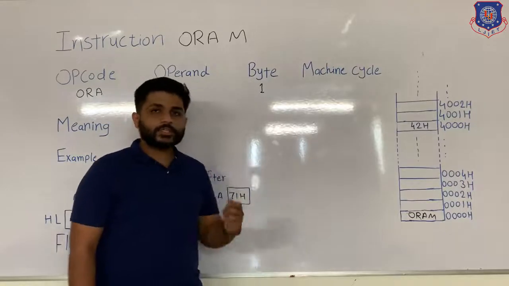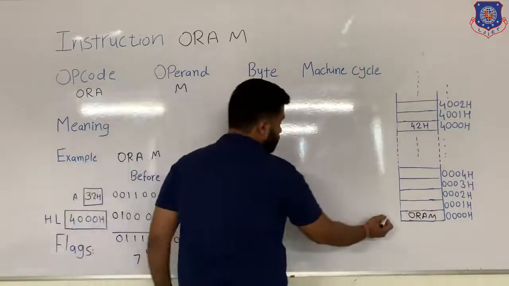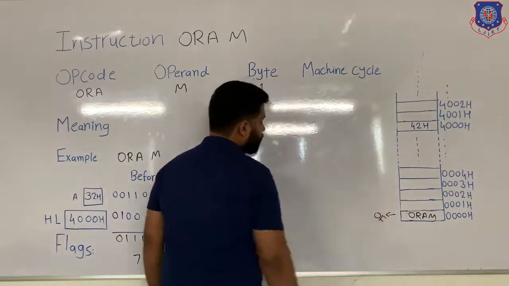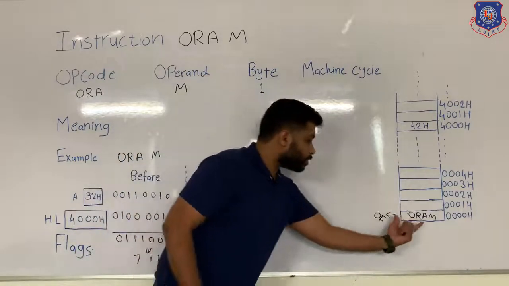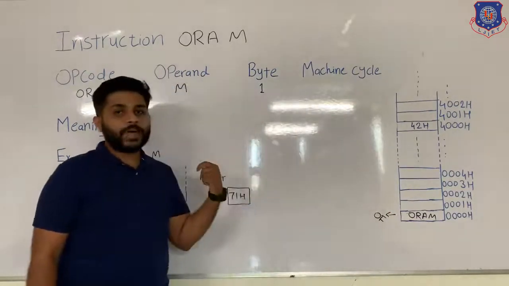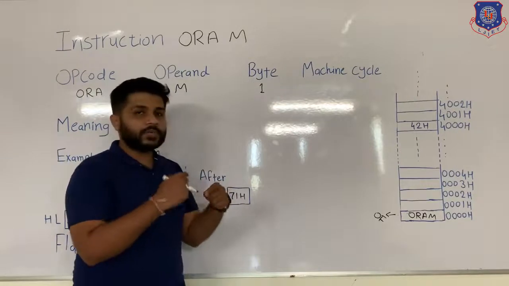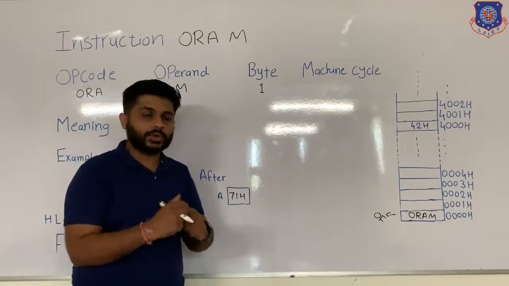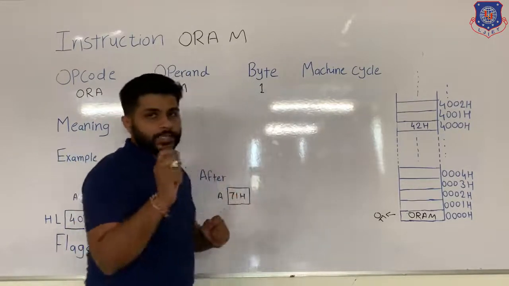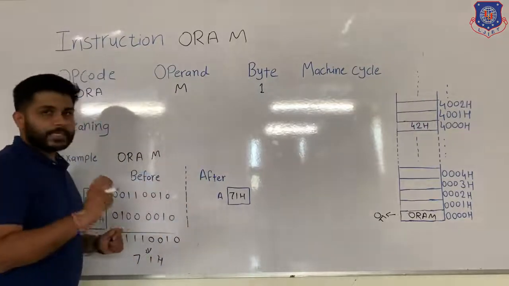To fetch the instruction, the processor will perform the machine cycle, that is opcode fetch. When the processor performs opcode fetch, this whole instruction will be transferred to the microprocessor. After that, the processor will decode that instruction and it will execute. Now pay attention to the execution part. In the execution, what is happening?